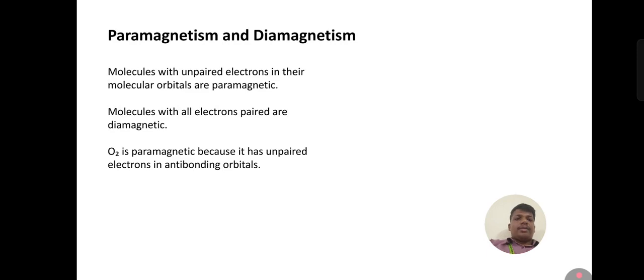Paramagnetism and diamagnetism. Molecules with unpaired electrons in their molecular orbitals are paramagnetic. Molecules with all electrons paired are diamagnetic. O2 is paramagnetic because it has unpaired electrons in anti-bonding orbitals.